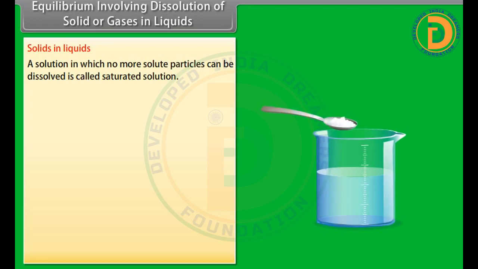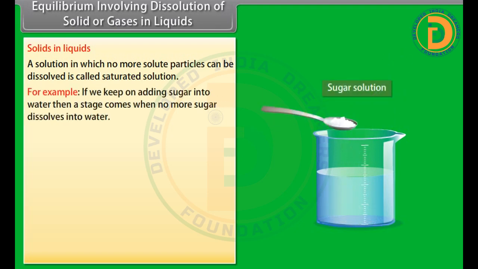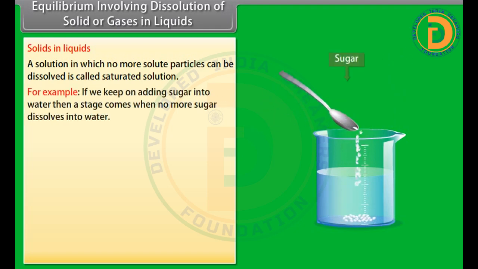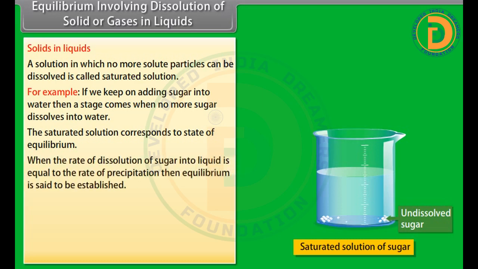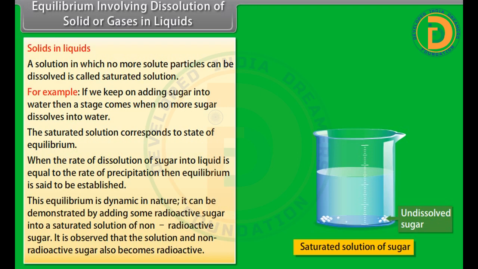Solids in liquids. A solution in which no more solute particles can be dissolved is called saturated solution. For example, if we keep on adding sugar into water, then a stage comes when no more sugar dissolves into water. The saturated solution corresponds to state of equilibrium, when the rate of dissolution of sugar into liquid is equal to the rate of precipitation. Then equilibrium is said to be established. This equilibrium is dynamic in nature.